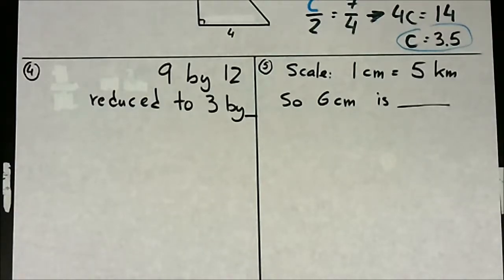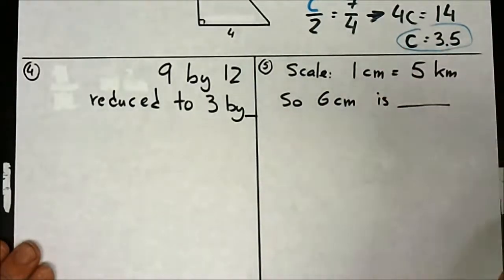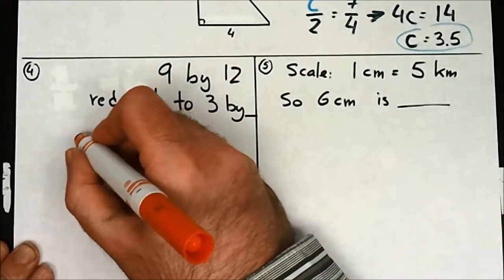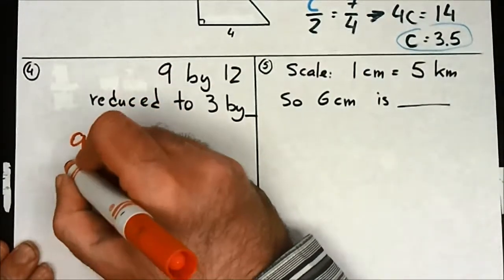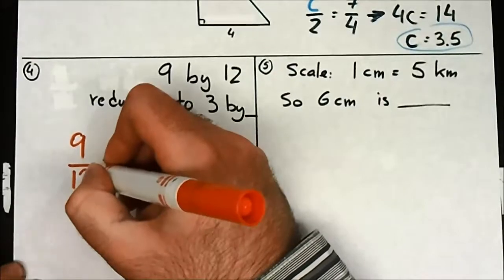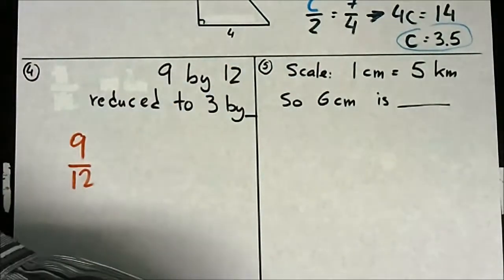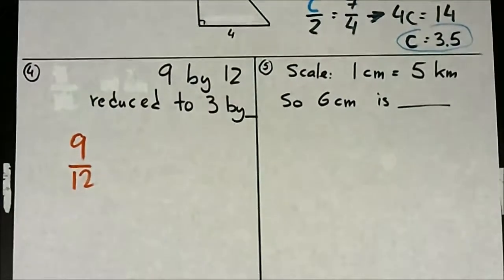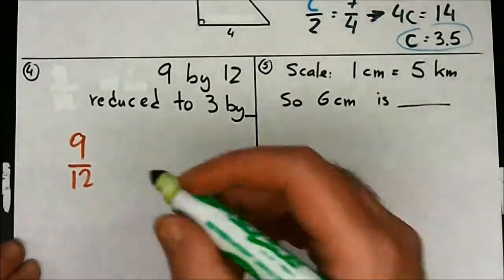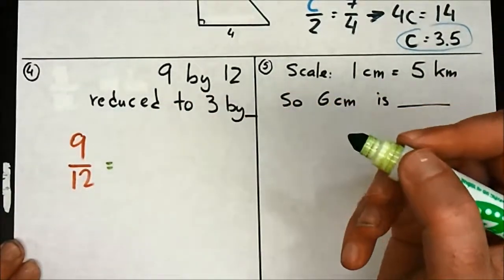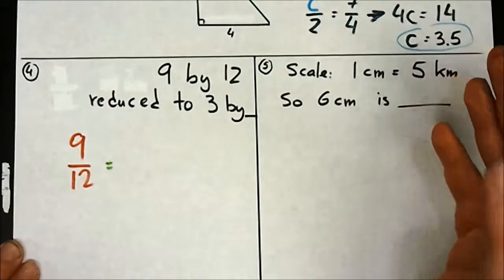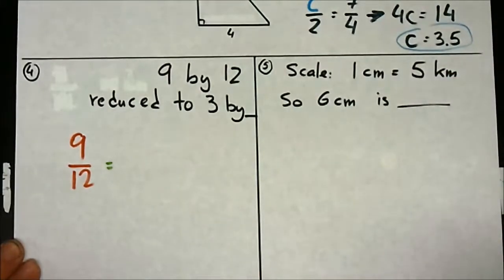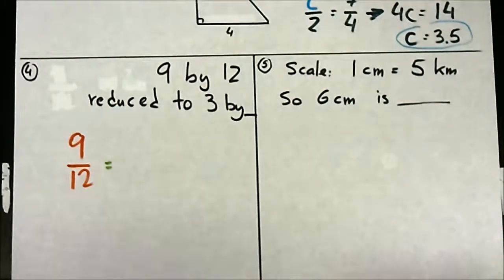Well, this one couldn't be any easier. You just set up the two ratios. They actually gave you the two ratios. 9 over 12 is the first one that they gave you. And then they gave you the second ratio. The second ratio is 3 by something. The something, we're going to give it a variable. We're going to call it x, because x covers everything.